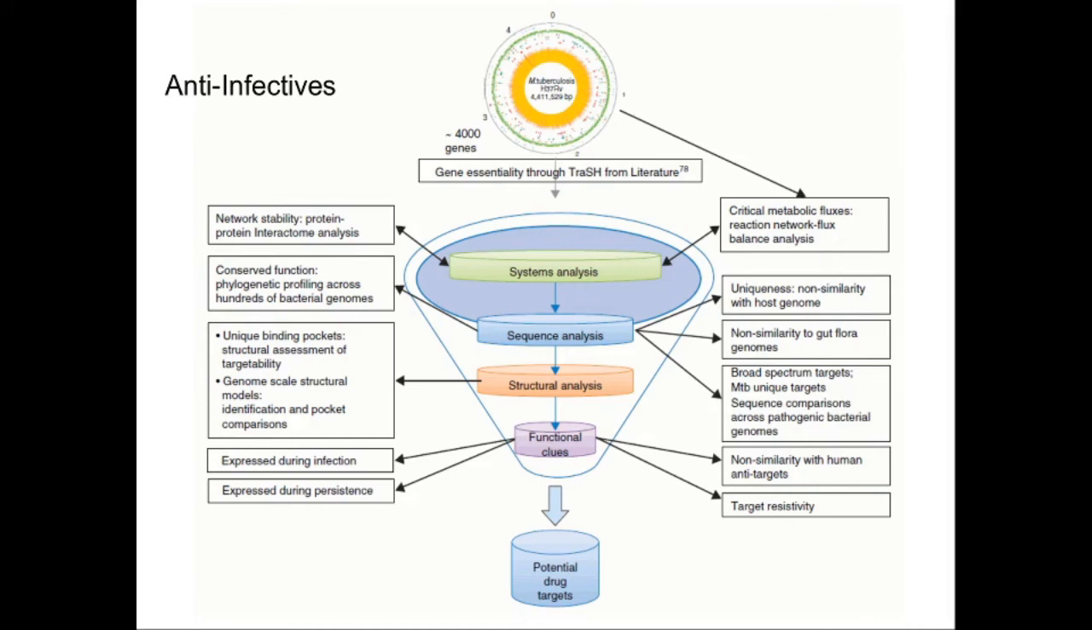So on the right-hand side, we're also looking at more complex things like metabolic fluxes, things that we've talked about before, like uniqueness, so non-similarity to the host genome and non-similarity to gut flora. Ideally, we're looking for broad spectrum targets. So in the case of Mycoplasma tuberculosis, we're looking for sequence comparisons across that family of pathogenic bacterial genomes, looking for things that are common to all of them, while also not being similar to gut flora and not similar to the host genome.